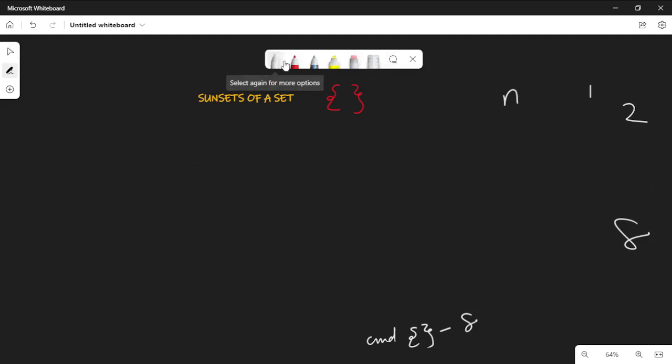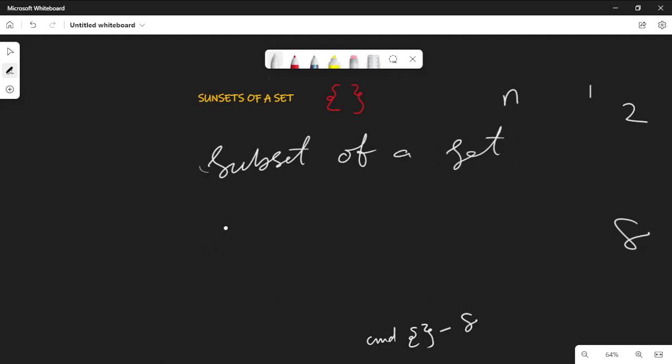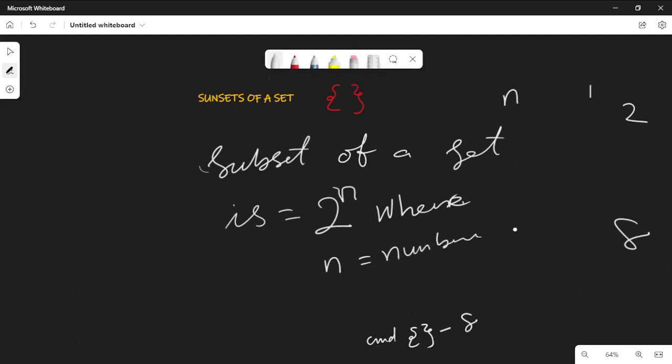Whenever we are looking for the subsets of a set, the number of subsets of a set is equal to 2 raised to the power n, where n is equal to the number of elements in the set. Let me put it like that: the number of elements in the set. So that's just that about subsets of a set.